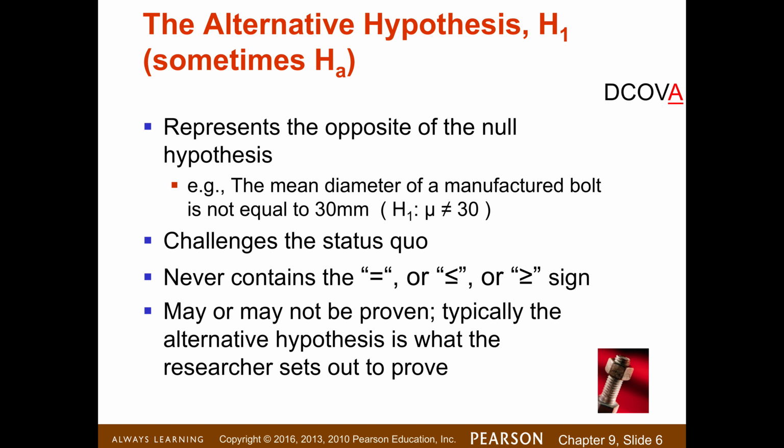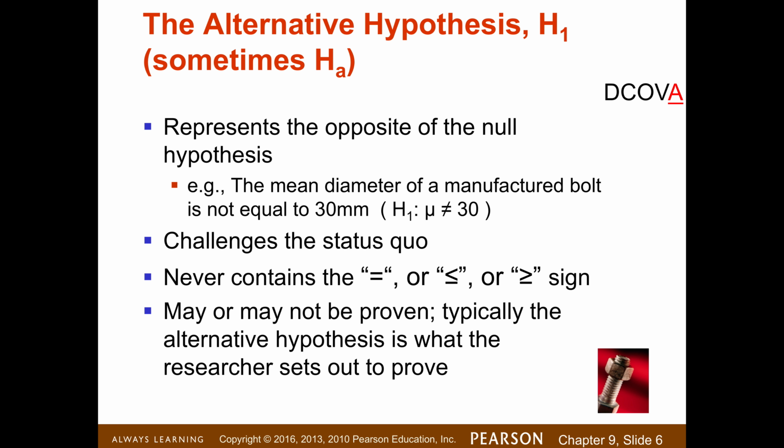Guys, it never, ever, ever contains equal to. I'm sorry, it never contains an equal to, less than or equal to, or greater than or equal to sign. It always includes not equal to, greater than, or less than. So it may be proven, but typically the alternative hypothesis is what the researcher kind of sets out to prove. Okay?